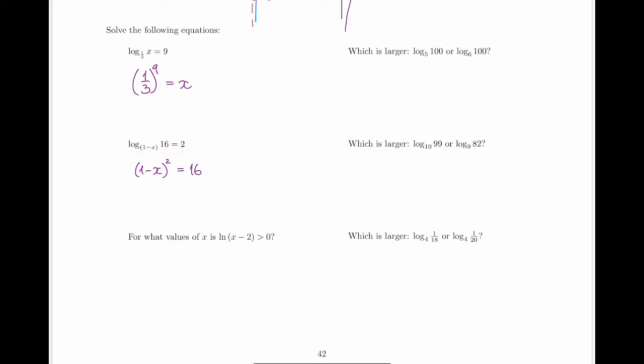And now I am down to simply a quadratic equation in x, so I can solve that. Opening up the brackets, or simply taking square roots of both sides, I have that 1 minus x has to be plus or minus 4, which gives me that x is either -3 or 5.